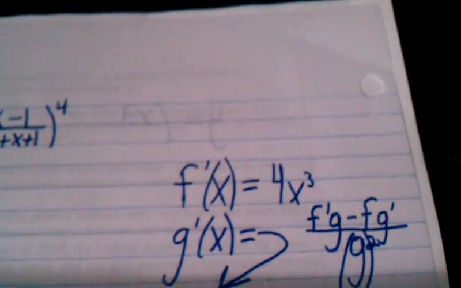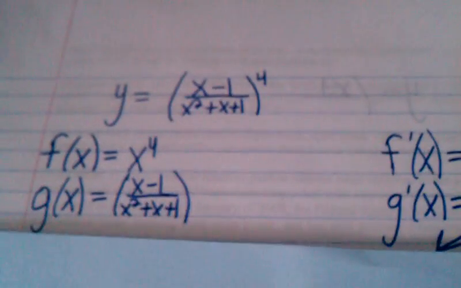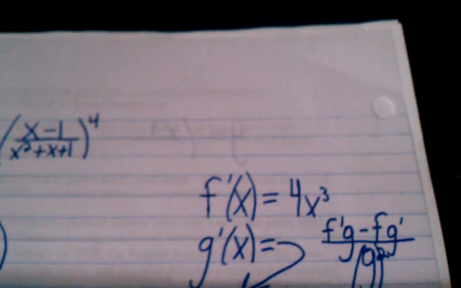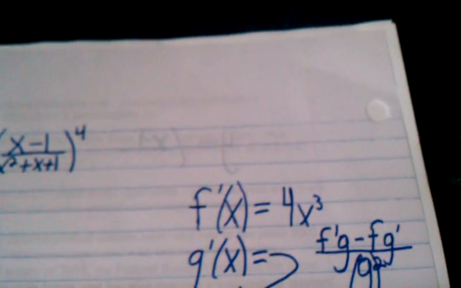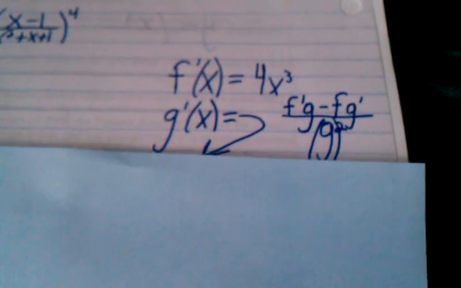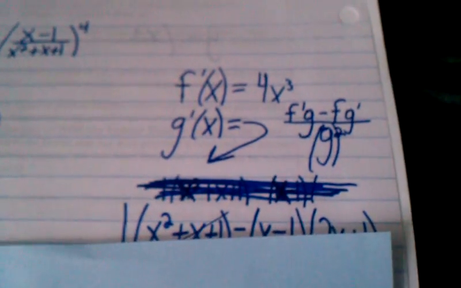F prime of x is the derivative of f of x, so we carry the 4 down and then minus 1, so it's 4x to the third. G prime of x will be a little bit more complicated. And this, we have to use the quotient rule.